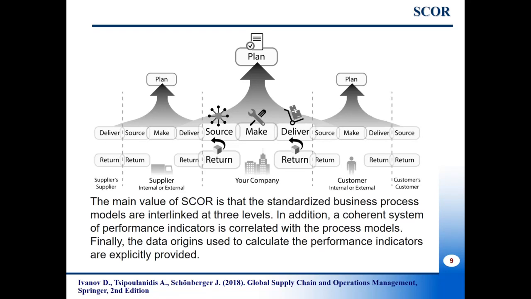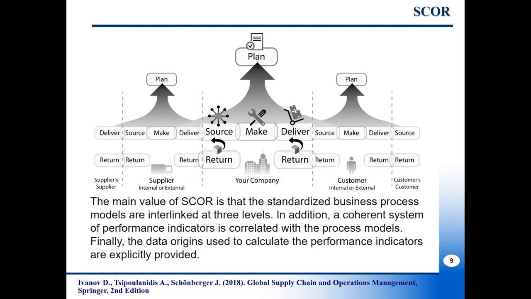The standard processes are divided into four hierarchical levels: process types, process categories, process elements, and implementation. The SCOR model only covers the upper three levels, that is, process types, process categories, and process elements. And let's now go into this figure.